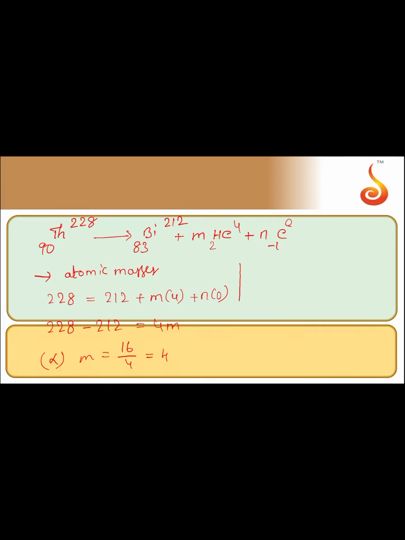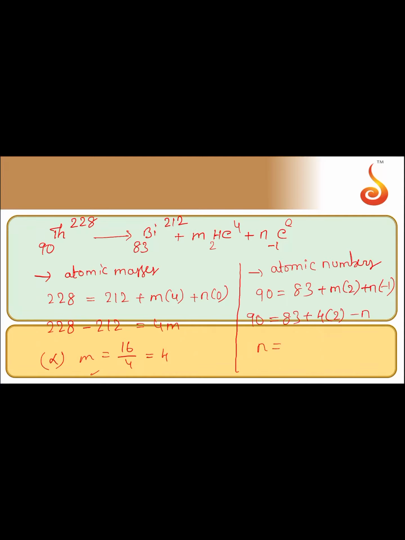And then to calculate the beta particles, compare atomic numbers. 90 is equal to 83 plus m into 2 plus n into minus 1. 90 is equal to 83 plus m value, which we already calculated, that is 4, 4 into 2, minus n.